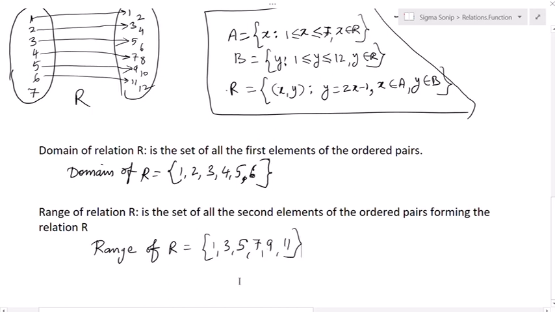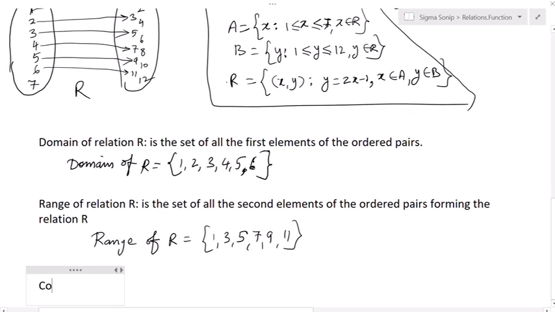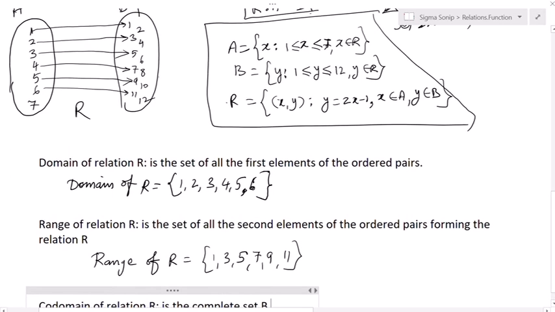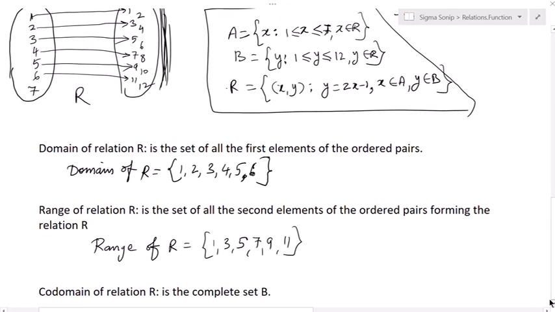The last definition that we are going to write is the codomain. We got the domain already. So the codomain of relation R is the complete set B, the whole set B as shown in this arrow diagram. That is the codomain, and we can obviously see that the range will always be a subset of the codomain. So we can write it like this: range is a subset of codomain.